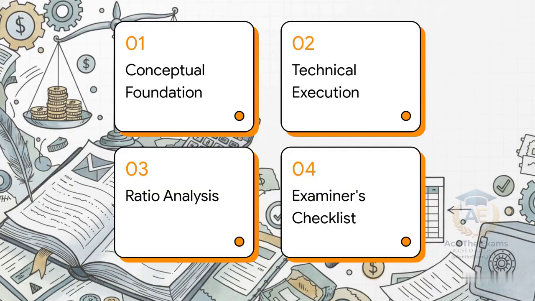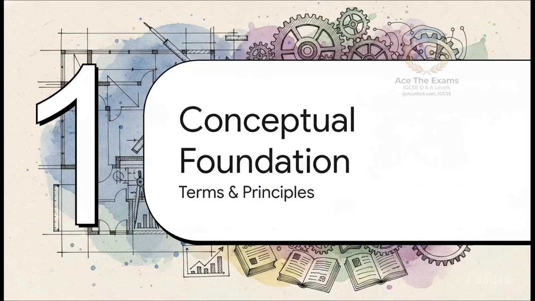So here is our roadmap for today. We'll start with number 1, the A-star conceptual foundation. Then, move to number 2, technical execution and method marks. Number 3, ratio analysis and evaluation. And finally, number 4, the examiner's final checklist. Let's jump right in. Section 1.